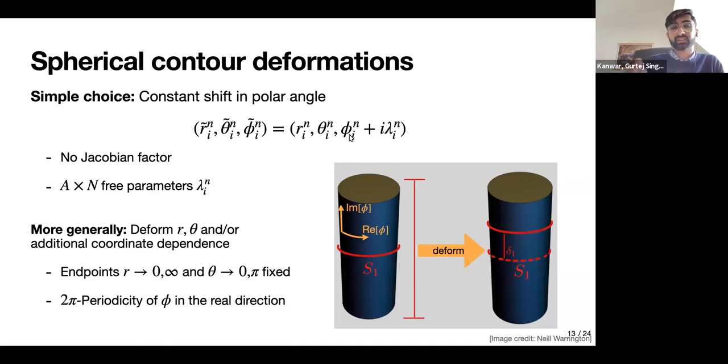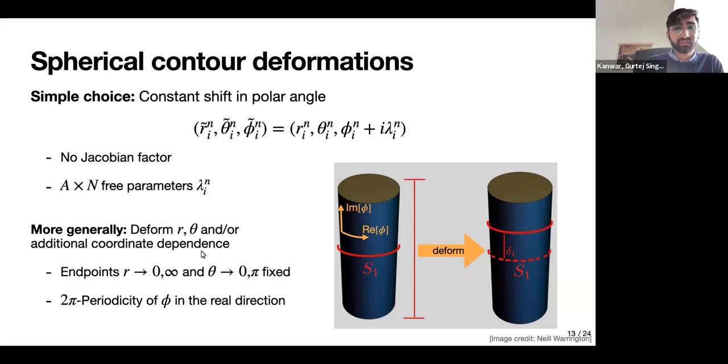So this is the one that is 2 pi periodic out of the 3 coordinates in spherical coordinates. And since this is just a shift, it again has no Jacobian factor. Now there's just one for every choice of nucleon and time step. So it's only a times n free parameters. So again, this is a fairly small or limited parameterization. But it does already make progress in the case of the binding energy. So this one turns out to be useful for the binding energy. The previous one turns out to be useful for the Euclidean density response.